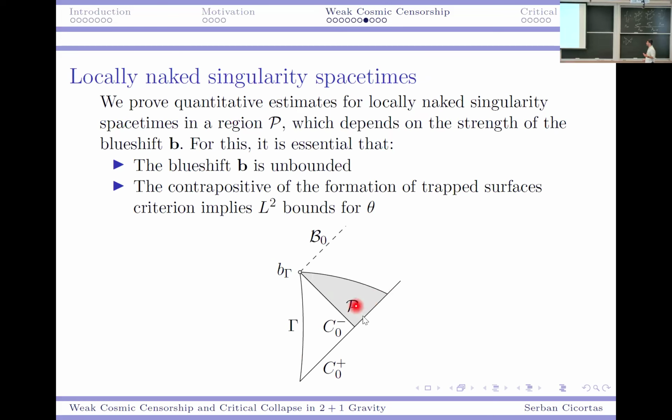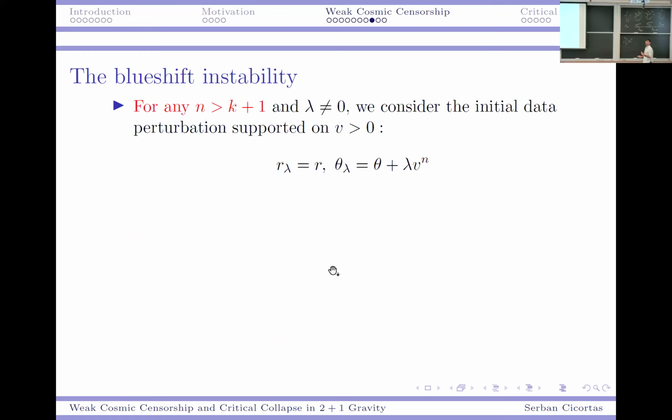So now what I'm using is the fact that nowhere here do I form trapped surfaces. So then everywhere in P, I will have L2 control on theta. Okay, so it's not just on theta, but everywhere in P, I have this control. So that's the second very important ingredient. So now I can tell you what the blue shift instability is.